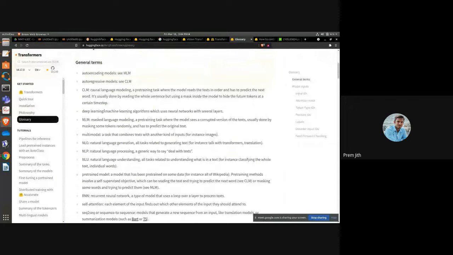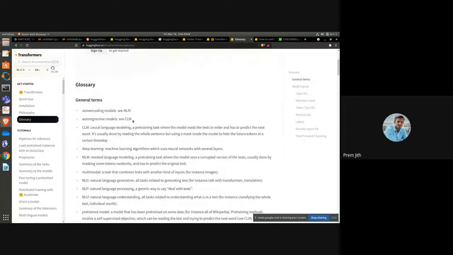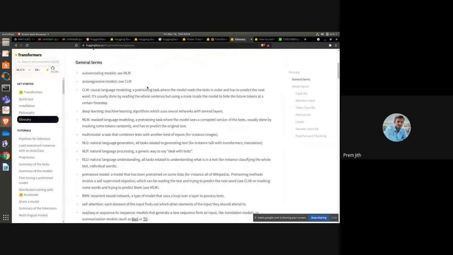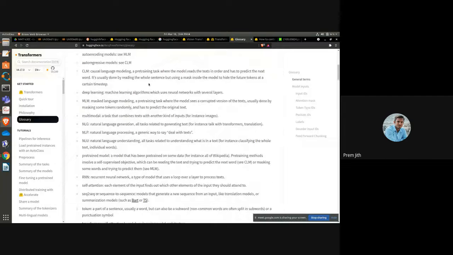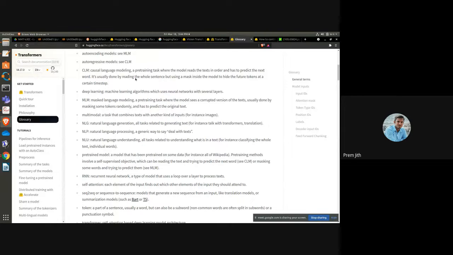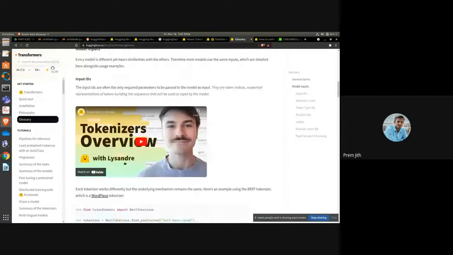This contains general terms related to the Hugging Face transformers: auto-encoding model, auto-regressive model, PLM, causal language modeling. Causal language modeling is a probabilistic term actually. If one event is caused by another event, or something is caused by another thing, then we can call it causal. Then masked language modeling. Everything is there.